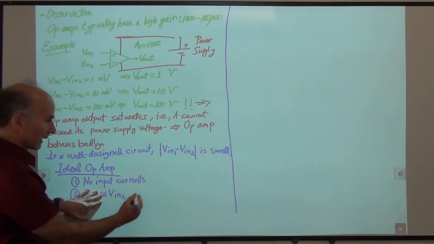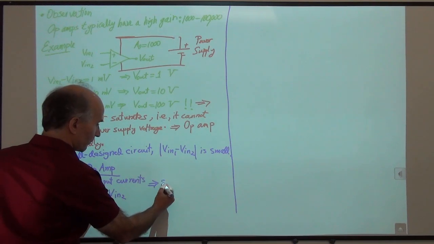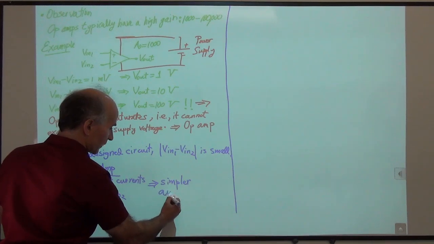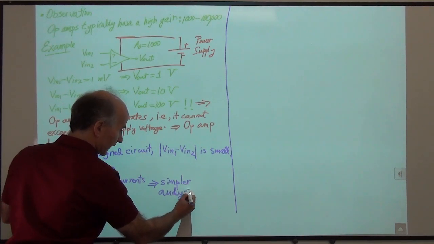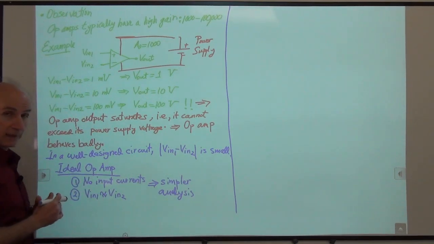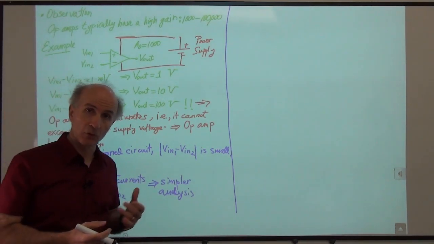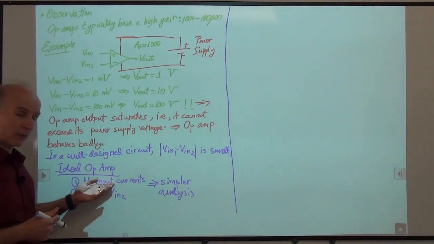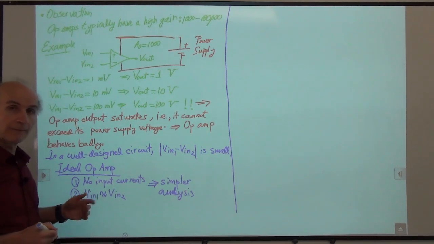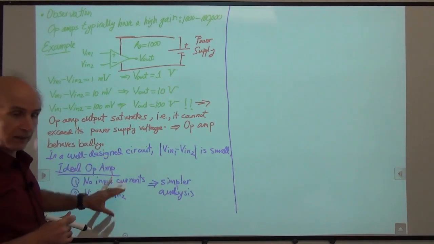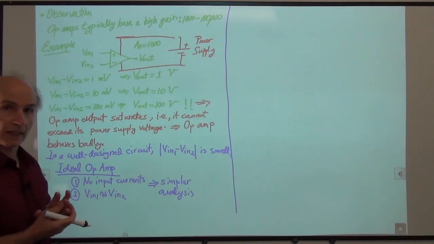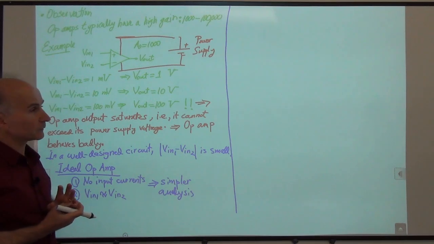So these conditions allow us to perform simpler analyses. That's the key, right? The analysis that we have is simplified by these two assumptions. Actual op-amps don't really satisfy these. They may have some current at their inputs, and these two input voltages may not be exactly equal, but it's a very nice combination of these conditions that allows us to analyze circuits efficiently.